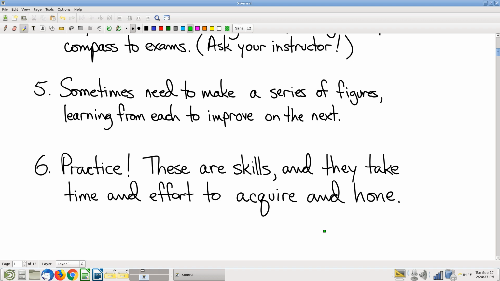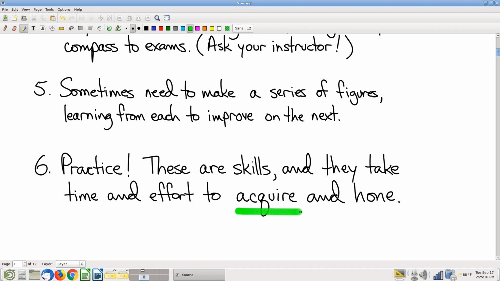Okay, the last broad point, and this is a big one: make sure to practice. These are skills. It is not sufficient simply to understand the techniques that we're going to talk about here in the abstract. You have to make your hand, your fingers, capable of actually producing these kinds of results. So it does take practice, time, and effort to make this work out well.